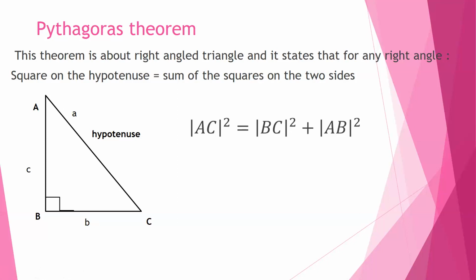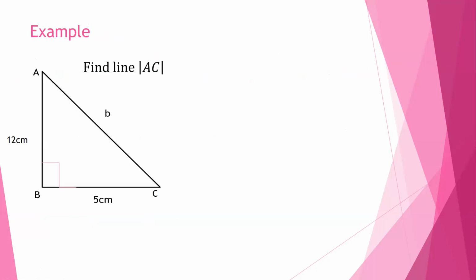That is what the Pythagoras theorem states. So assuming the line AB is A centimeters, we have here C centimeters, and here B centimeters. So we have A squared is equal to B squared plus C squared. That is what the theorem is telling us. So this is an example. We'll look at it before we look at the exercise that we gave out.